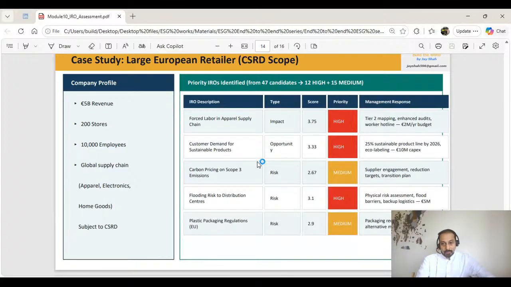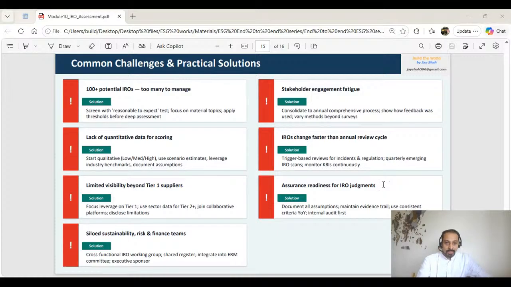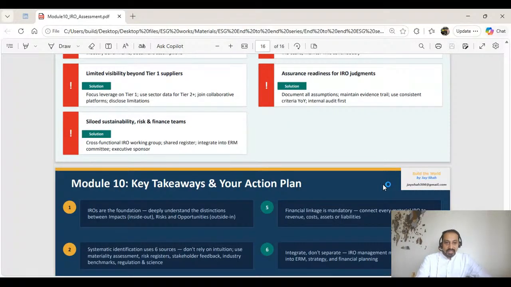I have given a few minutes for this particular case study. Then we will move into the common challenges. So I will quickly go through the common challenges. Too many potential IROs, then lack of quantitative data, then value chain complexity, and siloed teams, as I mentioned earlier, that finance, legal, sustainability, risk, and operations teams often work in separate silos. Assurance readiness: limited and eventually reasonable assurance is required, but the documentation, your methodology, and maintained evidence are not available and ready. So that is the challenge. These are the challenges that we need to understand.